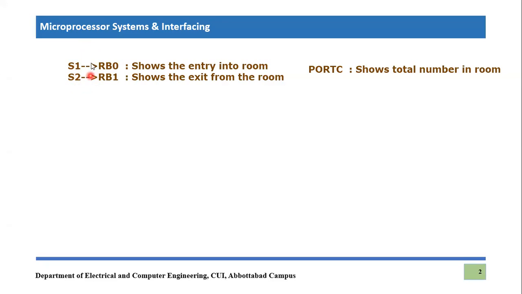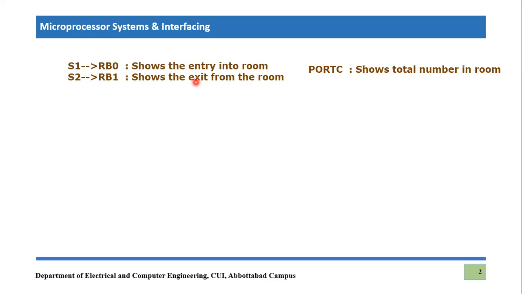In this situation, there are two sensors installed in a room. S1 and S2 indicate these two sensors, and they are connected to RB0 and RB1. Whenever a person enters the room, S1 sends a high value to RB0. That means RB0 will receive a 1 whenever a person gets inside the room, and similarly RB1 will receive a 1 from sensor 2 whenever a person exits the room.